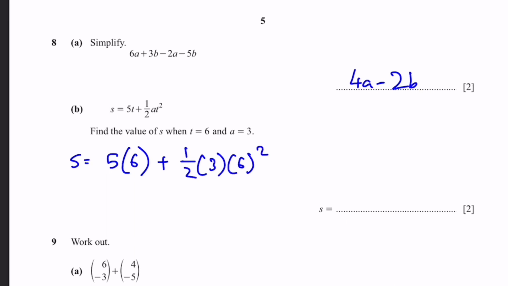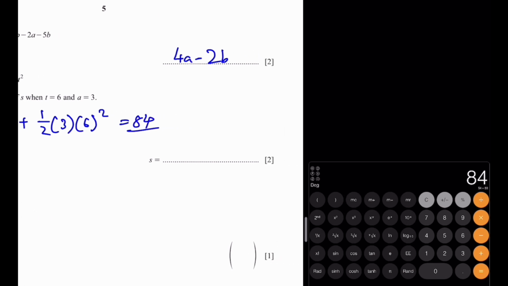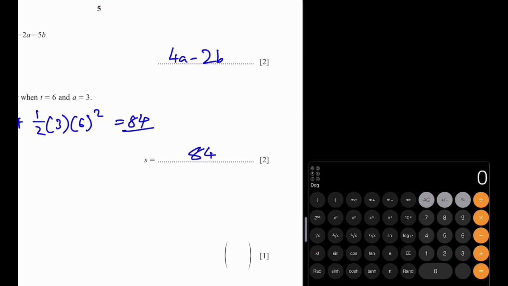Let's get our calculator out. So we'll have half into 3 into 6 squared, 54. And then we add 5 into 6, which is 30, to get 84. And that is our answer. S is equal to 84.